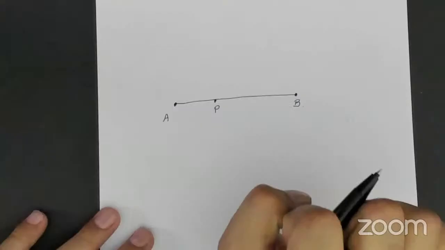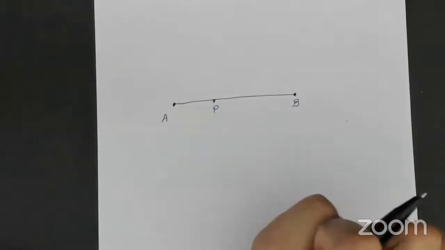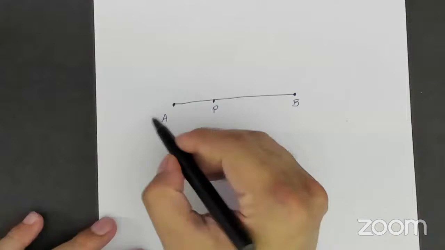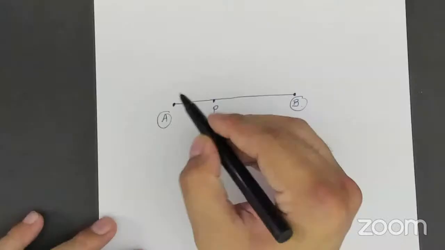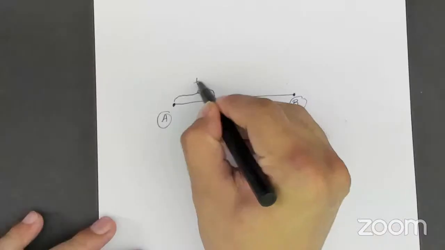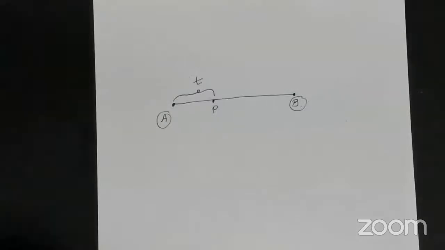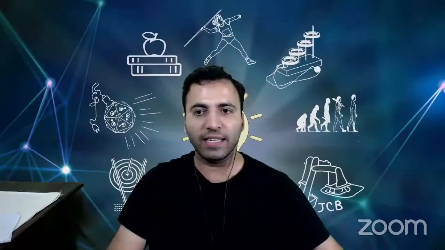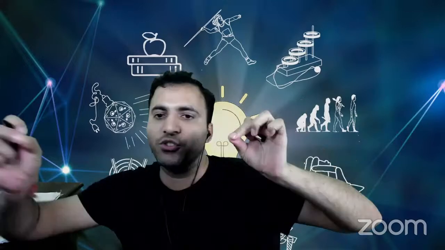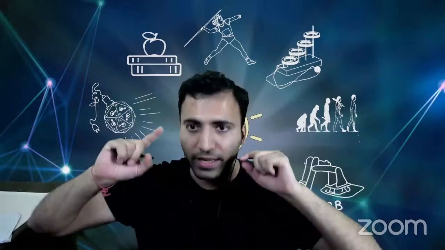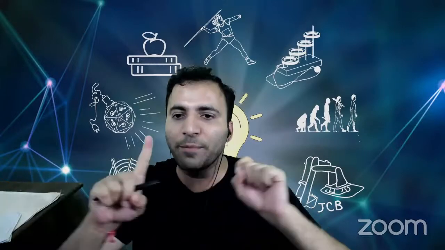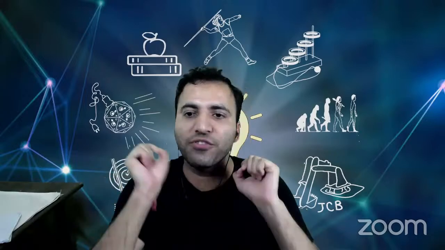How many parameters do I need once A and B are fixed? This is given to me. The only thing I need to know is the distance from one of the points. Let's say this distance is T. So once the positions of A and B are given, the only parameter needed to define all the points on this line segment is T. So here I'm using only one parameter, the distance from one of the starting points. So this is one dimensional for me.